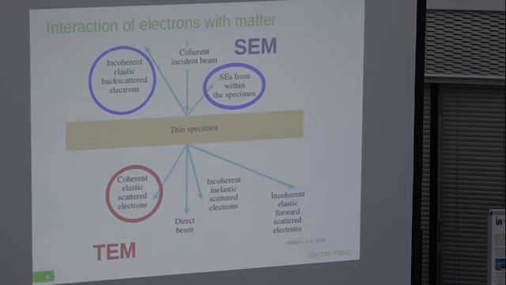We can also use the electrons which are reflected, either as backscattered electrons or generated as secondary electrons by the interaction of the primary electrons with your sample, and those are the primary source of the signal in scanning electron microscopy.